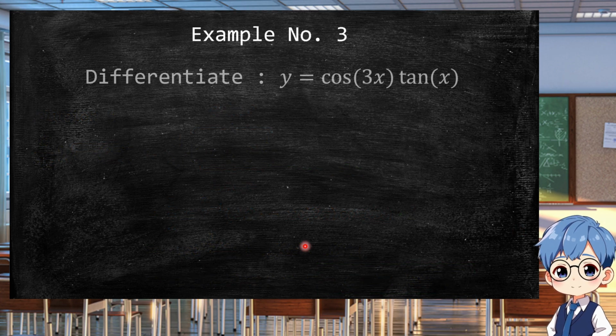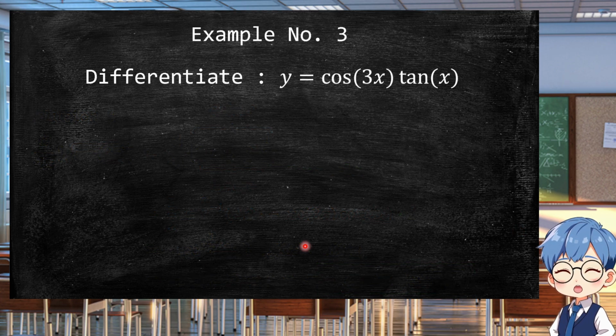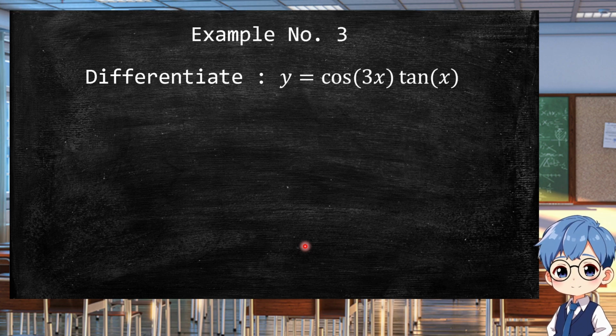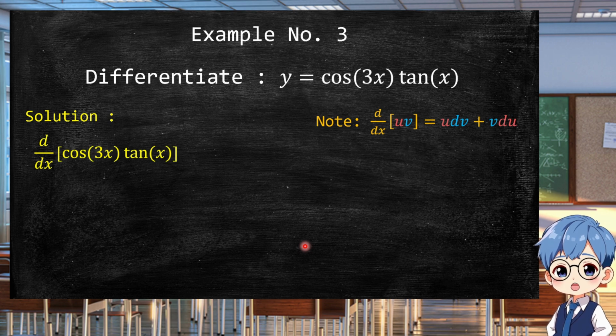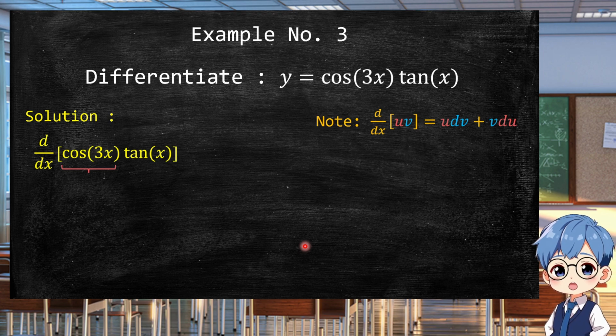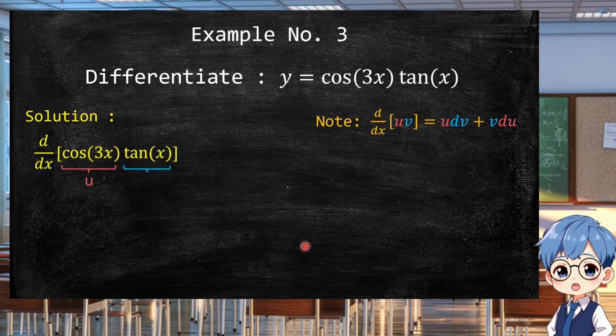Example number 3. Differentiate y equals cos²x tan x. Okay, so in this scenario, we're going to use product rule, and as a review, we have here the formula, derivative of u times v, where u and v are the factors. So we will have u times the derivative of v plus v times the derivative of u. So in this scenario, our u is cos²x, and then our v is tan x. So we just follow the formula.